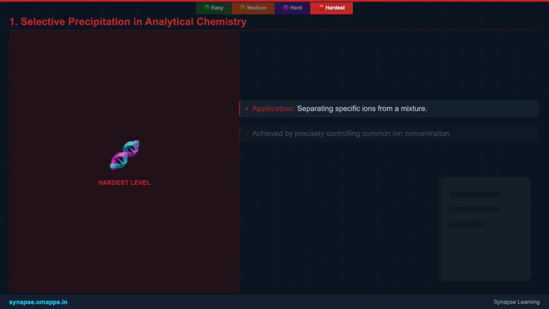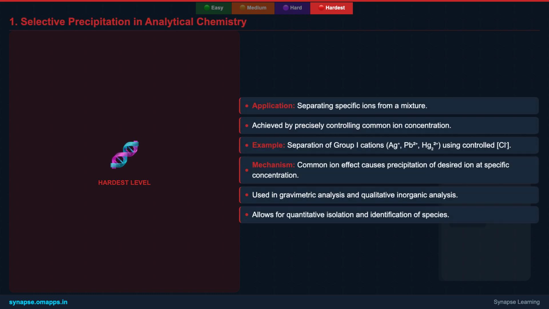The common ion effect is a cornerstone in advanced analytical chemistry, particularly in techniques like selective precipitation. Imagine a mixture of metal ions. By precisely controlling the concentration of a common precipitating ion, often achieved through buffer systems, we can selectively precipitate one ion while leaving others in solution. This is vital for separating and identifying components in complex mixtures, a technique used extensively in laboratories and industries.